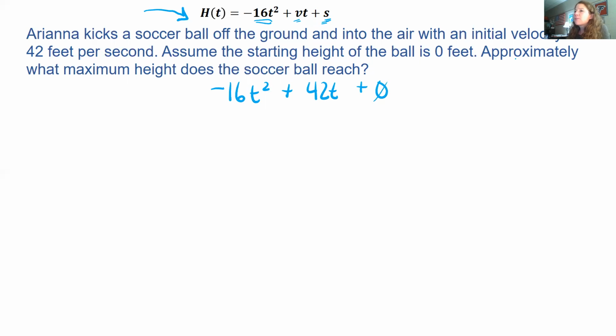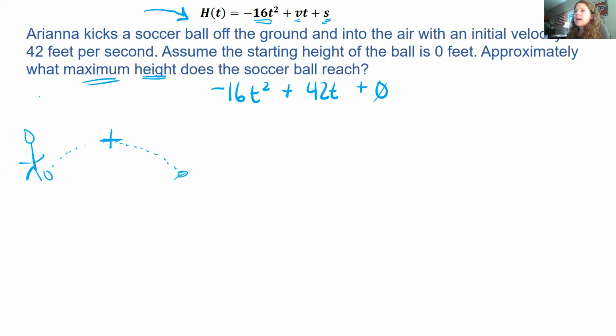So the first thing it says, approximately what maximum height does the soccer ball reach? So someone's kicked the soccer ball up into the air, and we want to know the maximum height. Do you remember that maximum also means the vertex? So someone kicked a ball, it goes up, and then it's going to come back down to the earth because of the gravitational pull. So we want to know the maximum height, right?